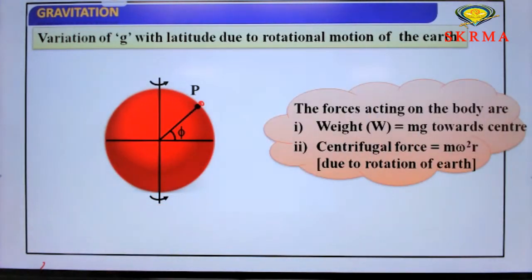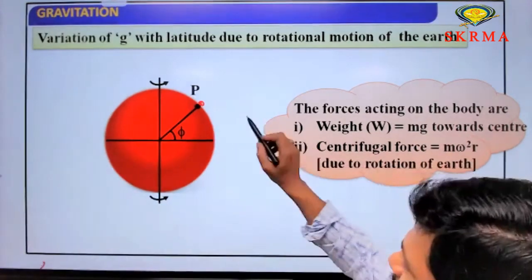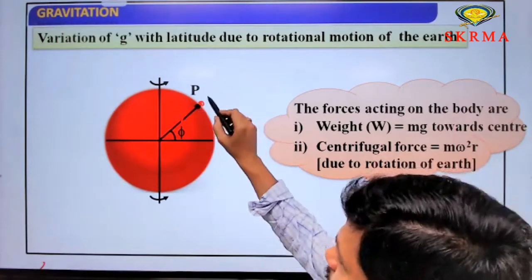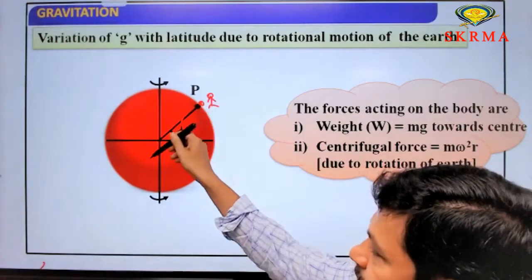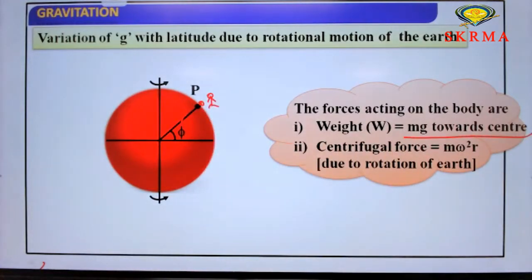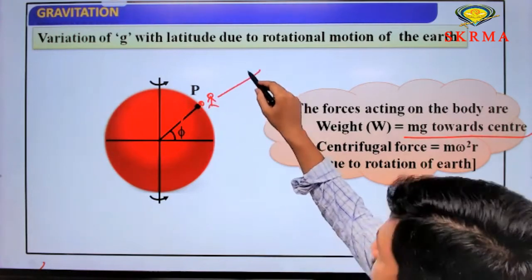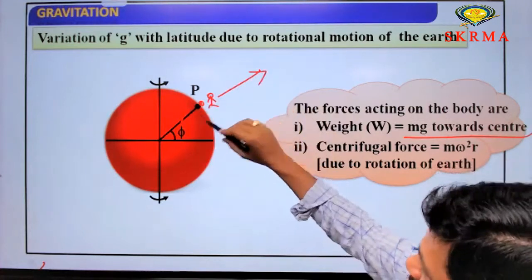What are the forces acting here? If an object is situated at point P, there is a weight acting towards the center of Earth. If a person is standing here, the force mg is acting towards the center. There is another force, as it is spinning, the centripetal or centrifugal force. Here the centrifugal force acts away from the center.